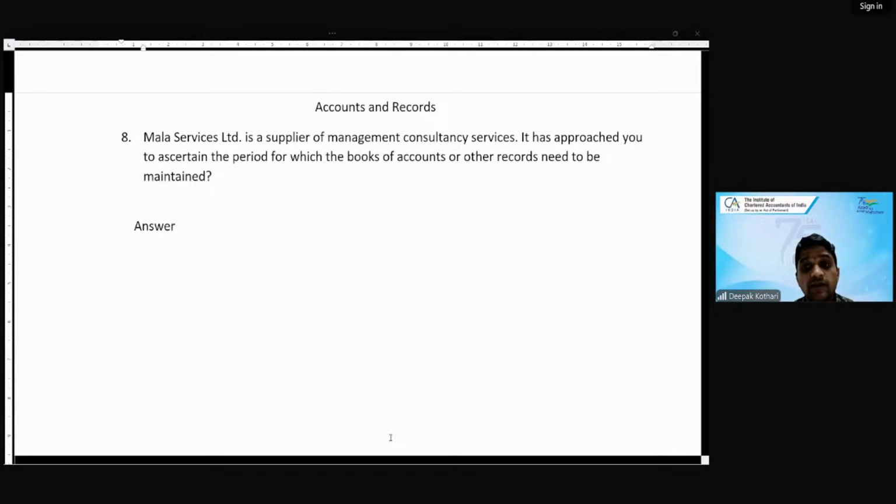Six years, Dhanush, but from when? 72 months from the date of filing the return. So the return for the month of April, because you have 12 months, 12 different returns, Dhanush. Which return?